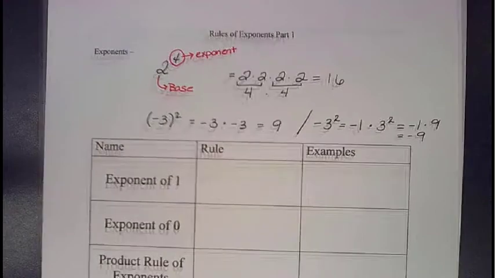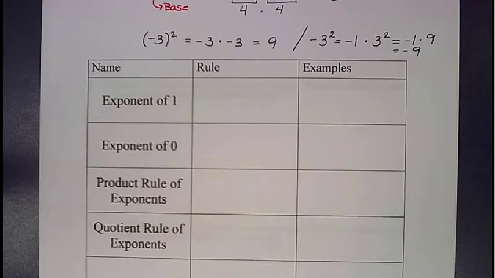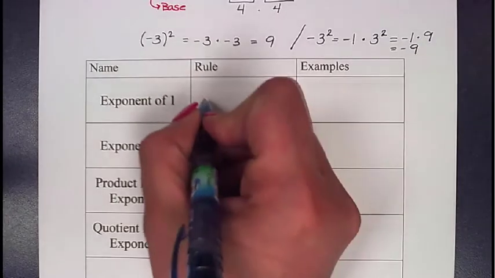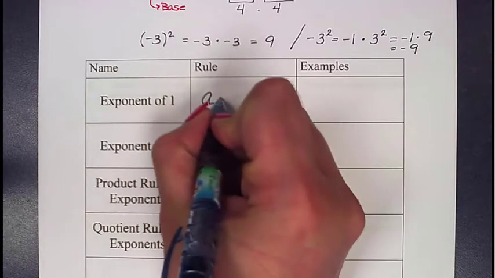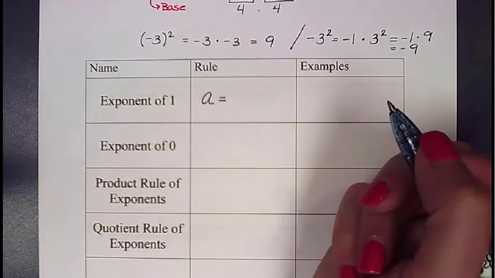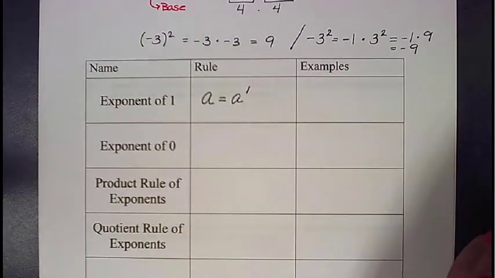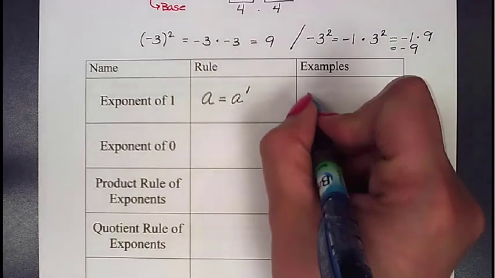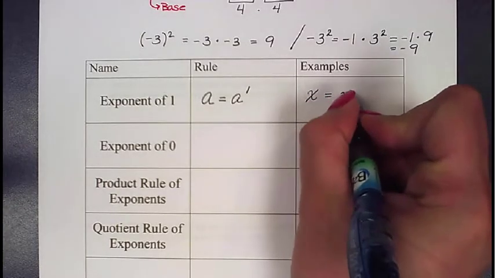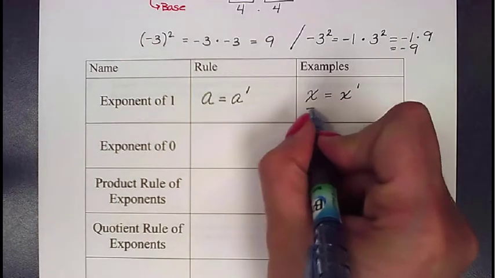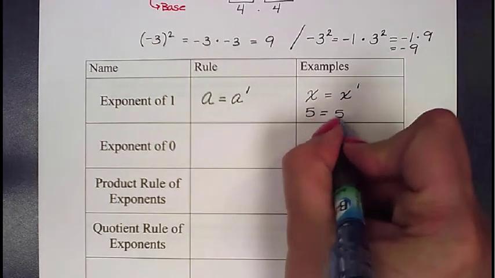So now for our rules that we're going to go over, our first rule is exponent of 1. And it's a really pretty simple rule. What all that is saying is that if you have a term a and it doesn't have an exponent written, it is always a to the first power. Okay, and that comes in handy when we look at our other rules, but it's the basic idea that if I have x, it's the same thing as x to the first. Or if I have 5, it's the same thing as 5 to the first power.